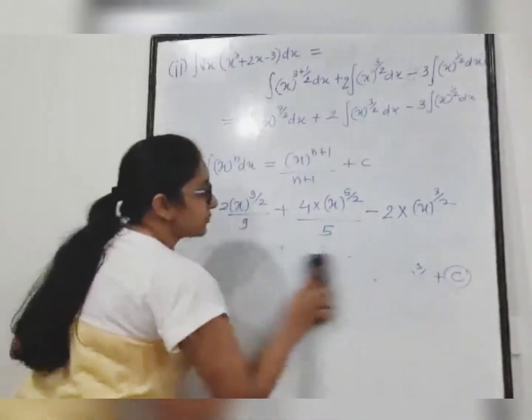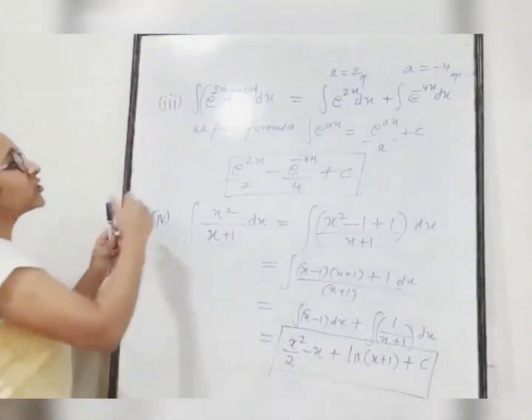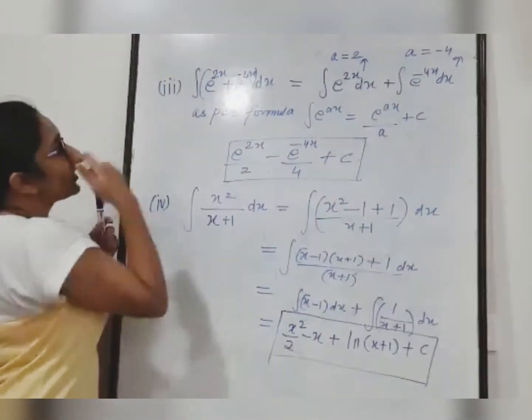Moving on to the third question. Now let's see the third problem. In the book, this problem is initially given by 3x and 3x, but then solved like this.